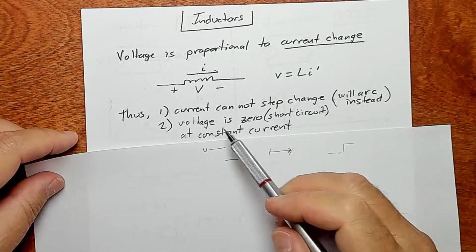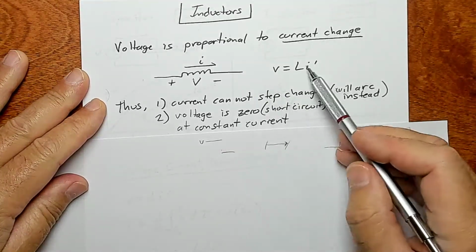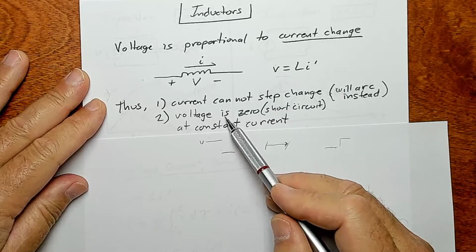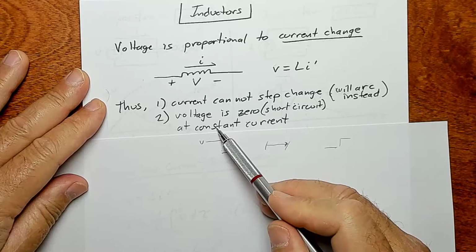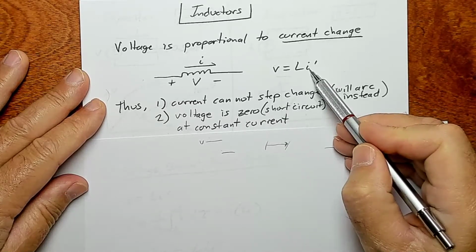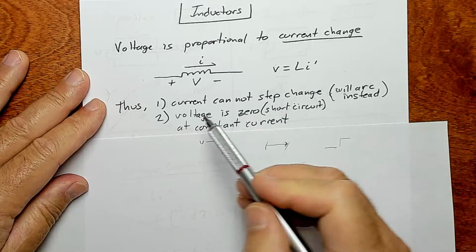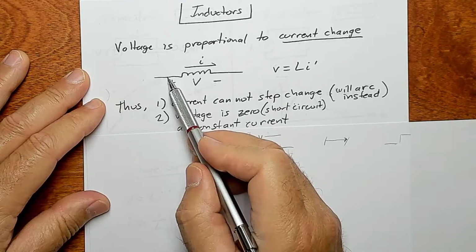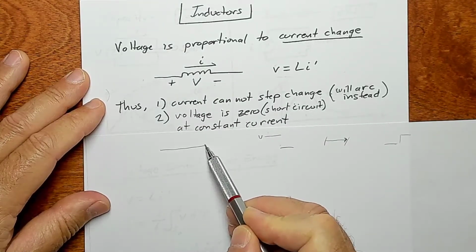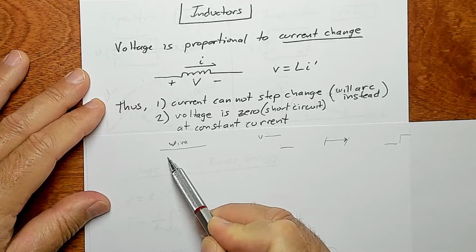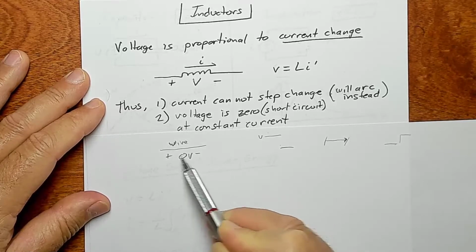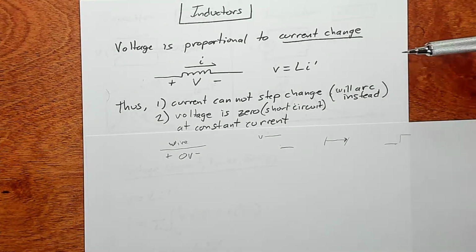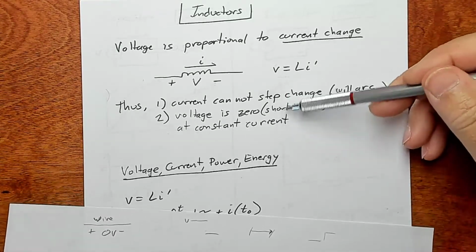And the other effect of this math is that the voltage is 0 when the current is constant, because the derivative of a constant is 0. So basically an inductor behaves like a short circuit, or a wire, when the voltage is 0. Okay, so those two things happen.